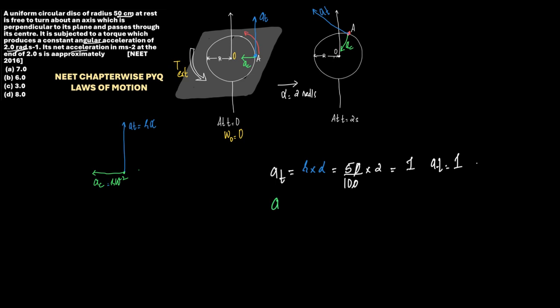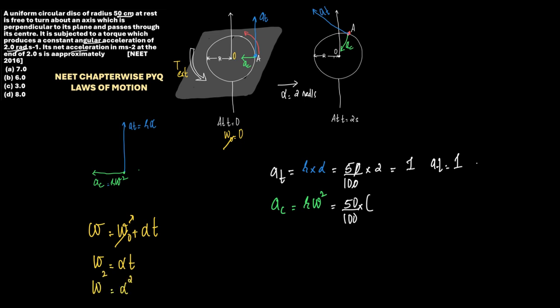Now we have AC. AC is r into omega square. What is r? r is again 50 by 100. And what is omega square? Omega is actually omega 0 plus alpha into t. Now omega 0 is 0, and therefore what we get is omega is alpha into t. Therefore omega square is alpha square t square. So instead of omega square, I can write alpha square into t square.